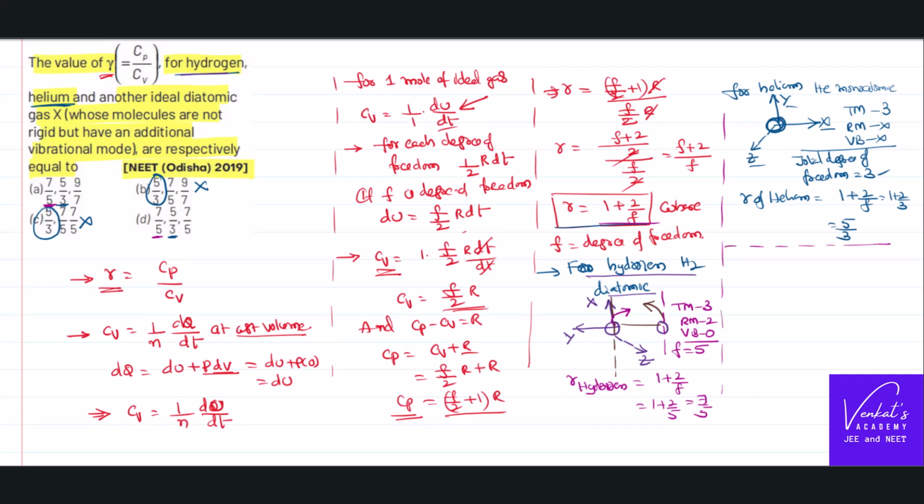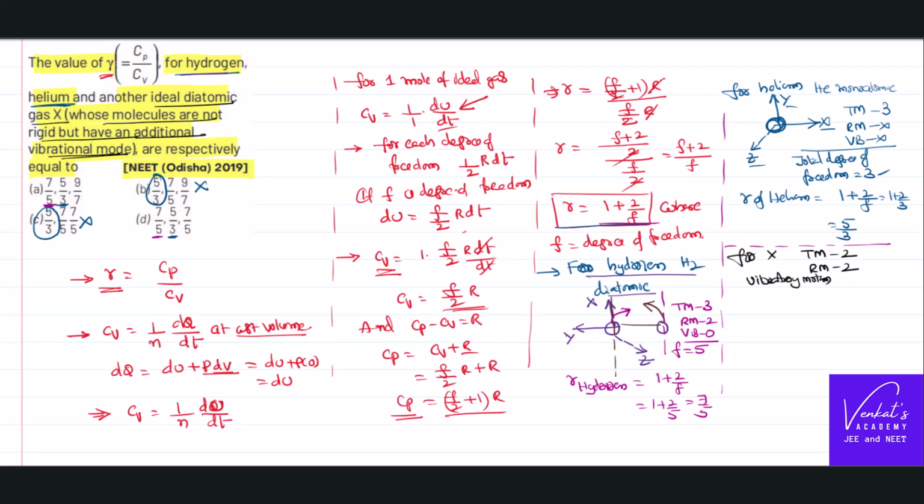What is given next is the third particle, another ideal diatomic gas X, name is not given, whose molecules are not rigid but have an additional vibratory mode also. They can also vibrate. That's what he is saying, right? So for the molecule X, it has translatory motion too, like helium. It has rotatory motion too, like hydrogen. And being not fixed, they have a vibratory motion too.